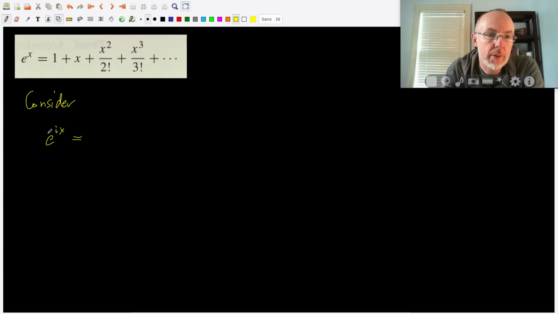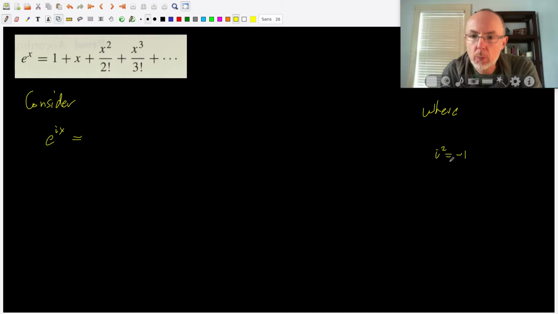So let's look at this exponential a bit more closely. We're going to use the series to calculate e to the ix, where i is this imaginary number. So i squared, we know, is minus 1. And i, well, that's just i, right? So I'm going to start writing this thing out.